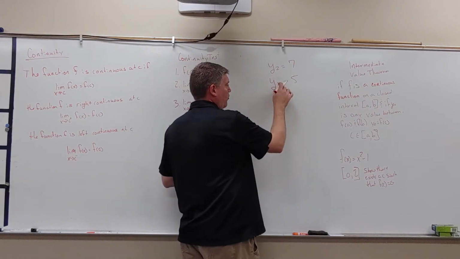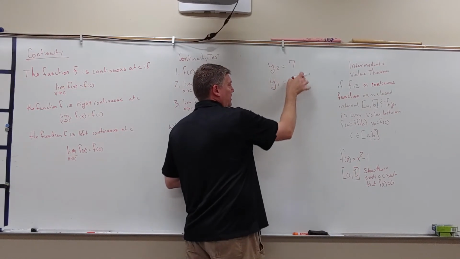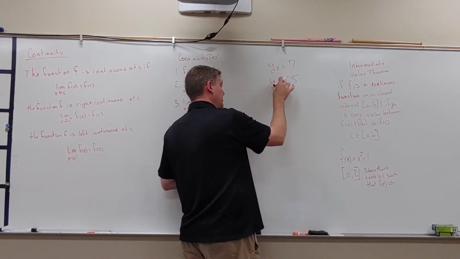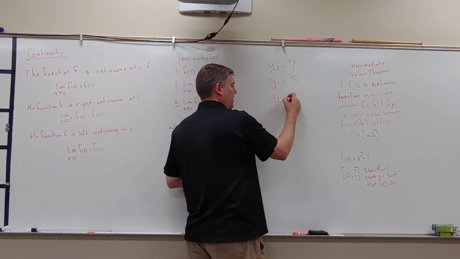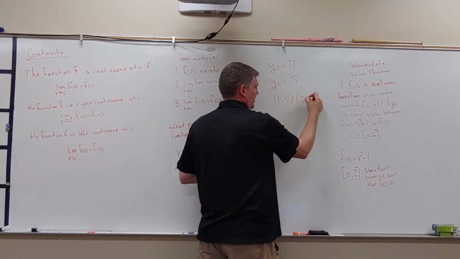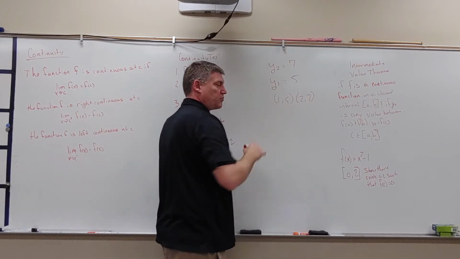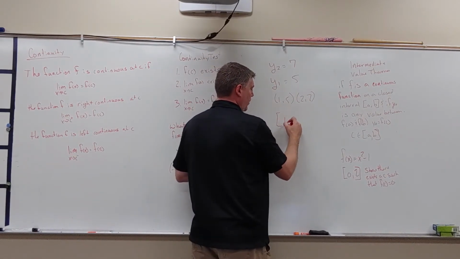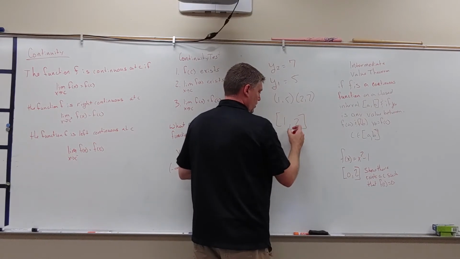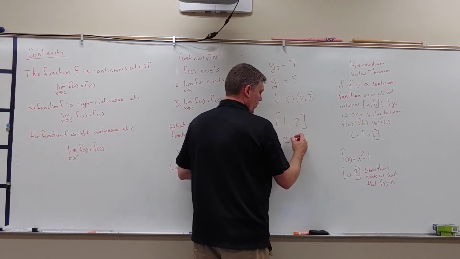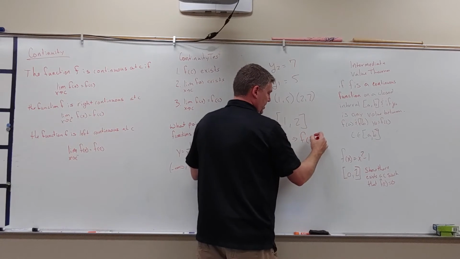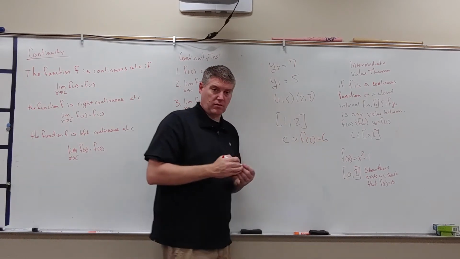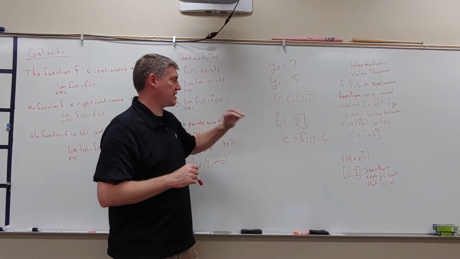I know that somewhere between these values here, and we'll just say that this is x1, so let's say it's 1, 5, and 2, 7. Okay, these are my 2 points, and I know I'm continuous. There exists somewhere between 1 and 2, we're going to call that c, where f of c equals 6. Okay, that's what it's saying. It's just saying that there exists somewhere.